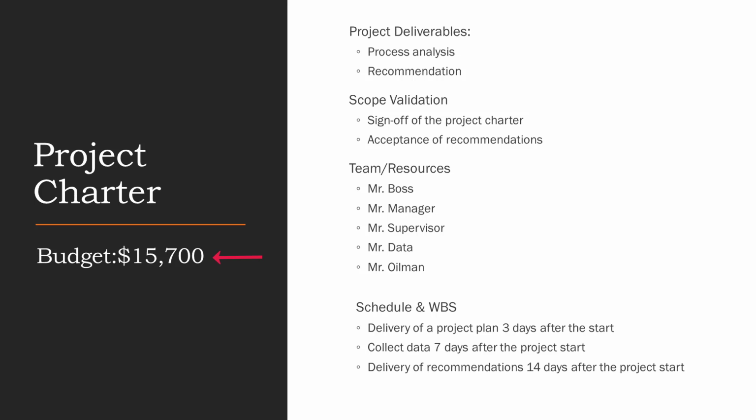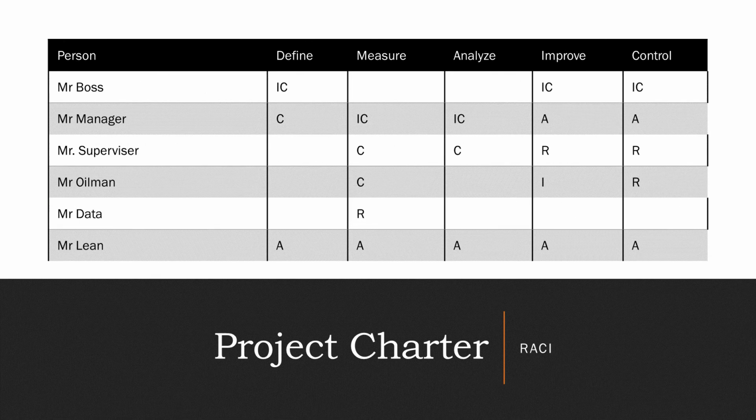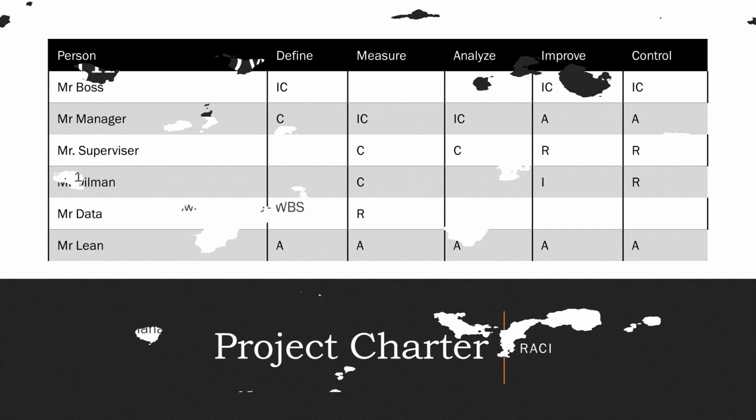The budget for this project is estimated at $15,700. Next, we will summarize risks and risk mitigation strategies. As an example, to mitigate schedule risk, we will add 2 contingency days. I will not read out the entire table. Please download the project and review the risk table. Finally, we'll need to summarize accountabilities and responsibilities in the form of RACI matrix that is displayed on the screen and also available in downloads.